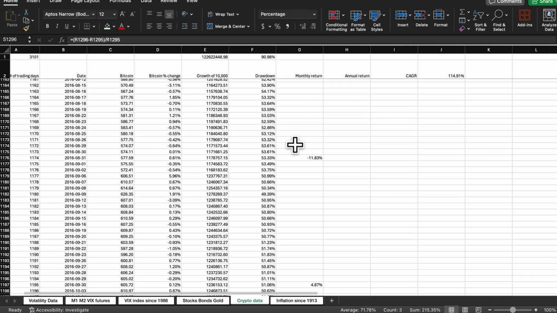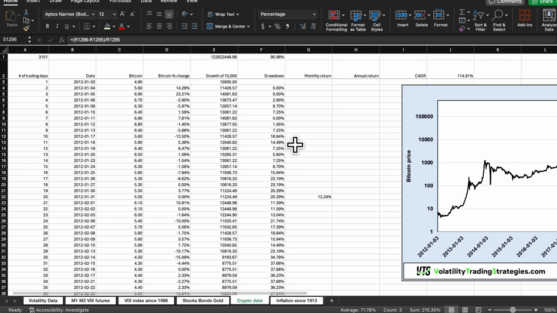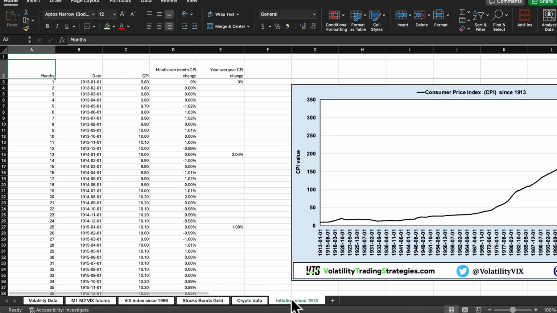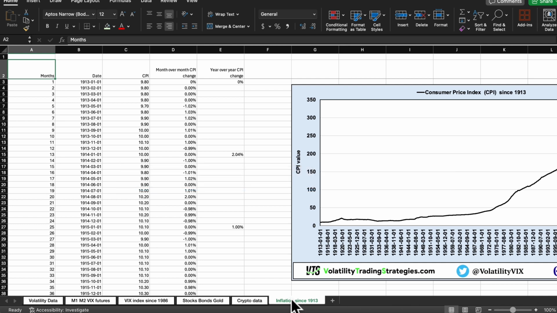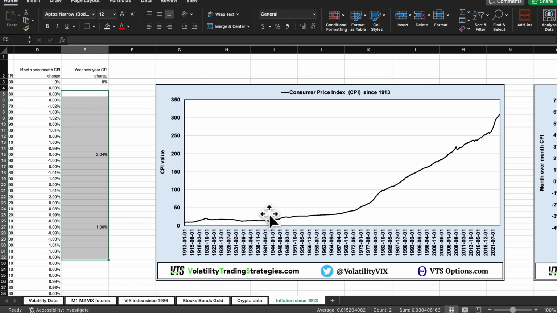I would imagine most people are basically just interested in the Bitcoin stuff. And then the last thing that I have included, because this is extremely important whenever you're strategy building and testing things, of course, everything has to be inflation adjusted, and you're going to need that inflation data in order to do that. So this is the CPI going all the way back to 1913, and we've got the month over month, year over year, plus a few charts just to make it easier to look at.